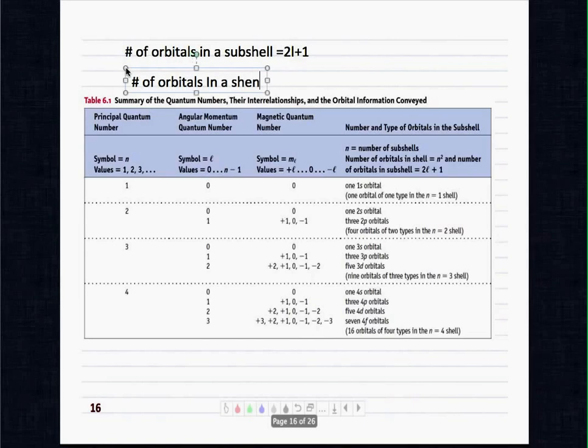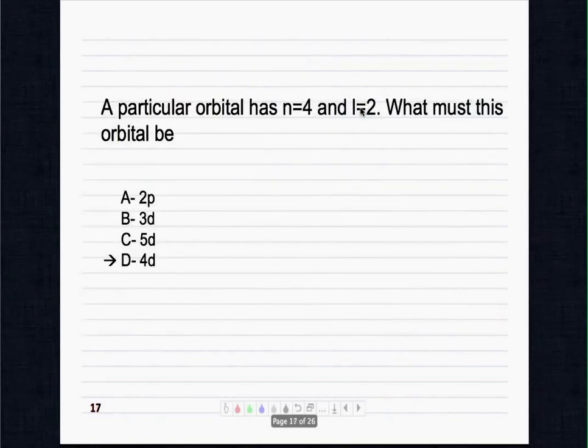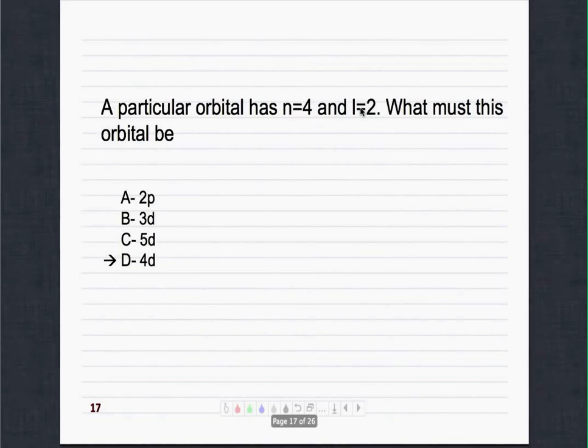Okay? So now what we're going to do is a couple of iClickers, because that's going to help you understand better what's going on. So let's start with the first one. A particular orbital has n equals 4 and L equals 2. What must this orbital be? I'm going to stop it at 1 minute.